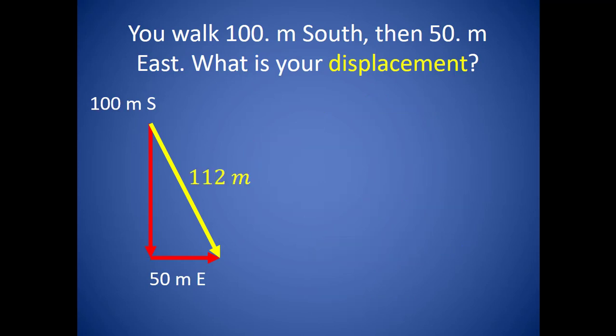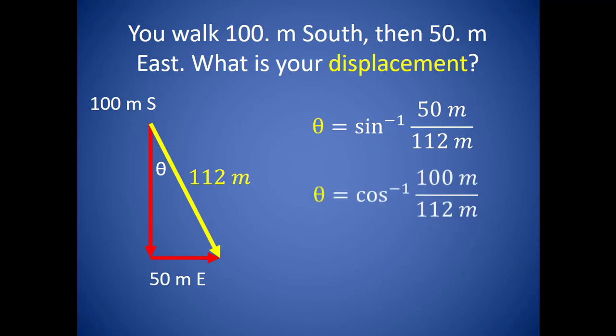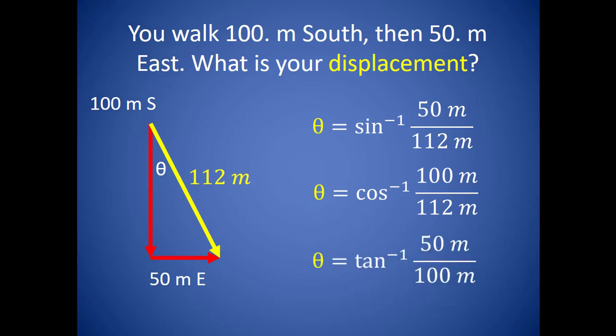Now we know all three sides of our triangle, so to figure out the direction, we can use any of the trig functions that we want. We are interested in the angle that the resultant makes with the south vector, since that is where we started in our coordinate system. If we use sine, it will be the opposite over the hypotenuse, or 50 over 112. Cosine is the adjacent over the hypotenuse, so 100 over 112. Or, if tangent is your thing, you would use the opposite over the adjacent, or 50 over 100. No matter which one you use, you will still get an angle of 27 degrees. So our displacement is going to be 112 meters, 27 degrees east of south.